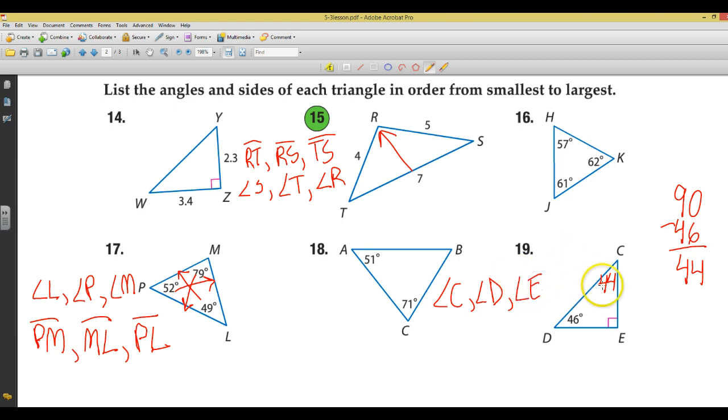So opposite from our smallest angle would be side DE. Then opposite 46 is CE. And then of course opposite 90, our hypotenuse, is going to be the longest side, DC.